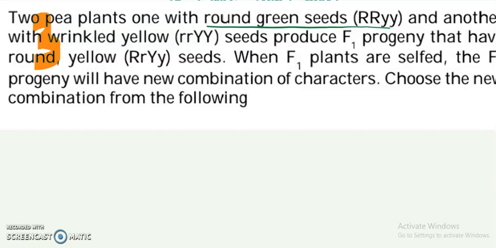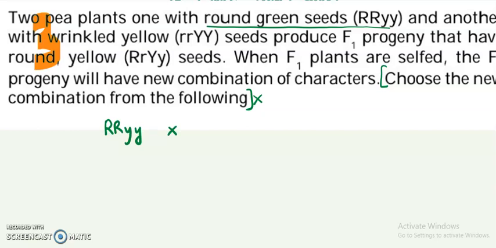Now actually this question was taken from the exemplar, but I am not discussing this part because we need to find the answer. See, the genotypes of the parents are already given, right?